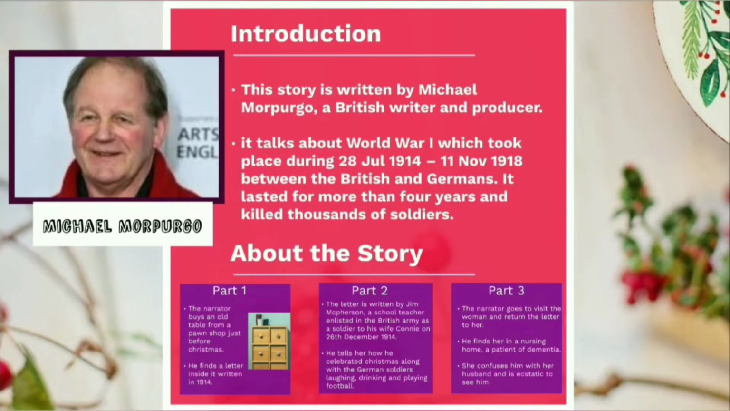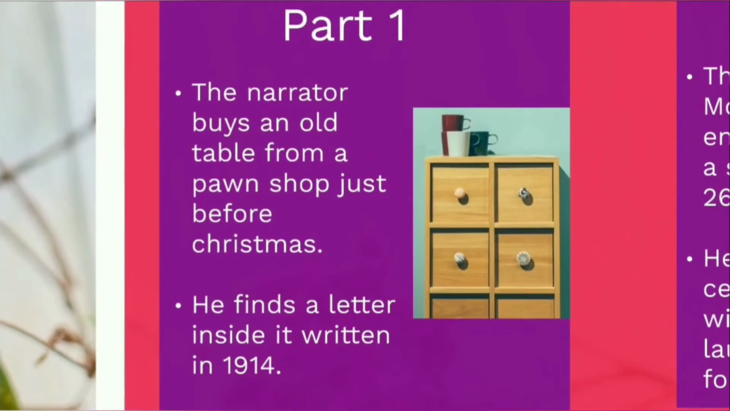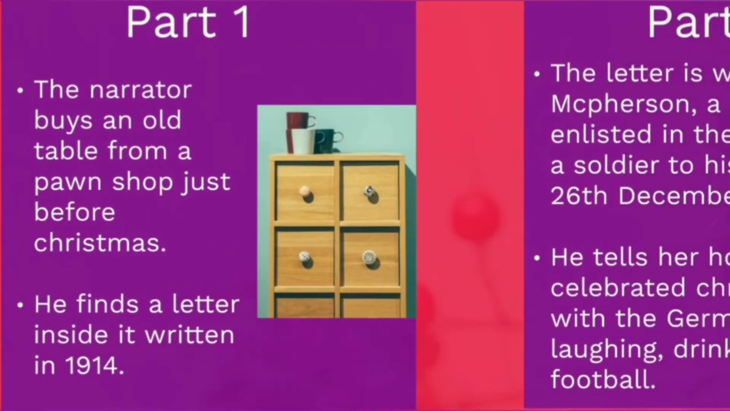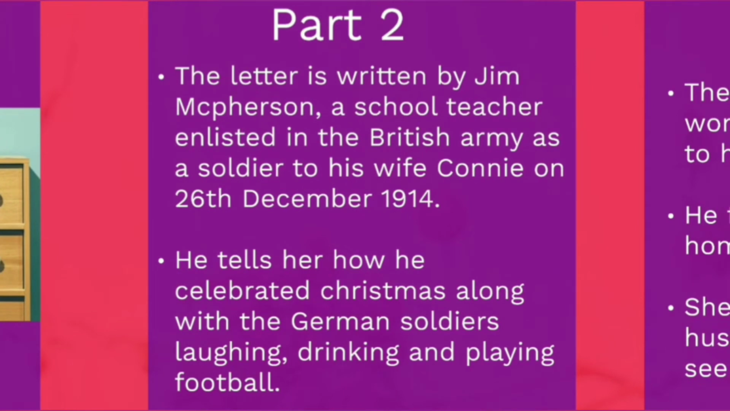This story is divided into 3 parts. In the first part, the narrator goes to a junk shop a day before Christmas and buys an old table made of oak wood. When he opens it up, he finds a letter inside it dated 1914. In the second part of the story, the narrator reads the letter written by soldier Jim McPherson to his wife Connie on December 26, 1914, just a day after Christmas. Jim McPherson tells his wife how he celebrated his Christmas along with the German soldiers, laughing, drinking, and playing football.